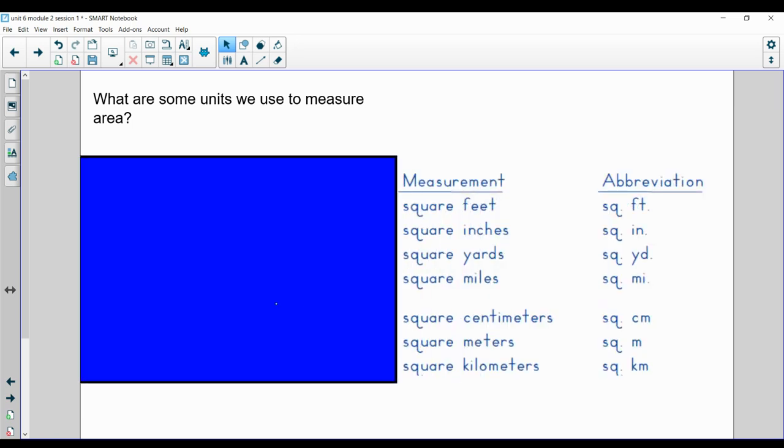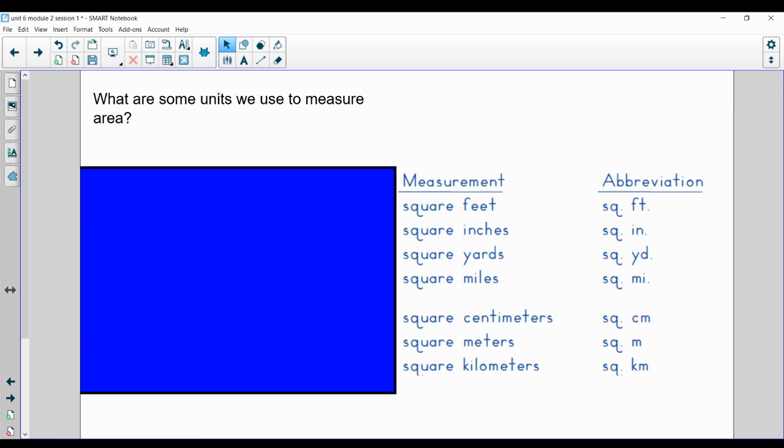All right. So some of them that we could be using would be things like square feet, square inches, square yards, square miles, square centimeters, square meters, and square kilometers. And then we have our abbreviations, the sq feet, sq inches, and so on. The big thing to remember is that whenever we're measuring area, we measure it in square units. And that would be whatever your first unit was that you're measuring your length in. So if you're measuring in feet to start with, you get your area in square feet.